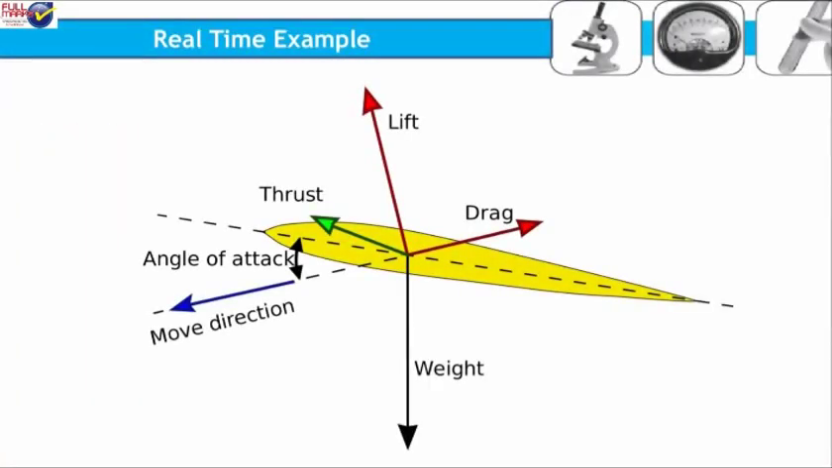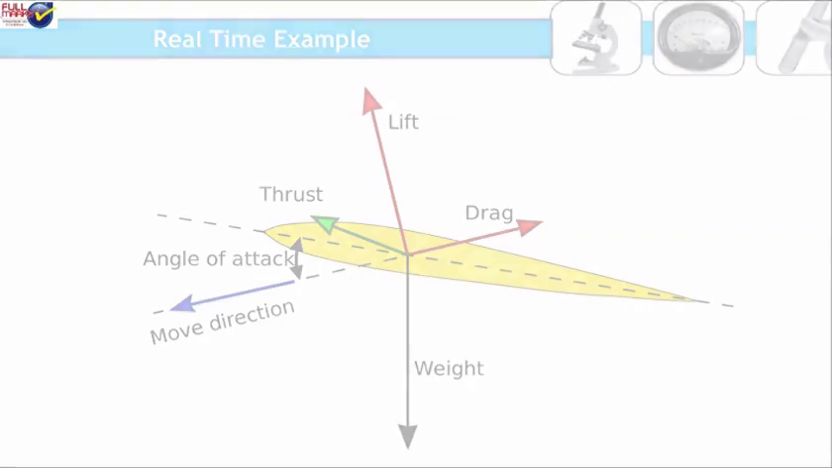Real-time example. When a force is applied on an object to overcome its static friction, this force is called force of static friction. To stop a moving object, a force must act in the direction opposite to the direction of motion. The force that opposes the motion of an object is called friction. The force of friction depends upon both surfaces in contact and the normal force. Moving of an object depends on its friction and the texture of the surface.